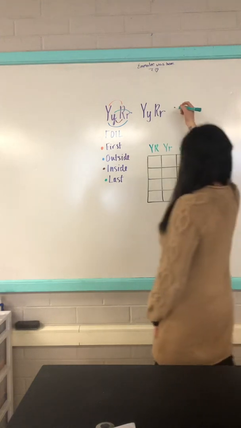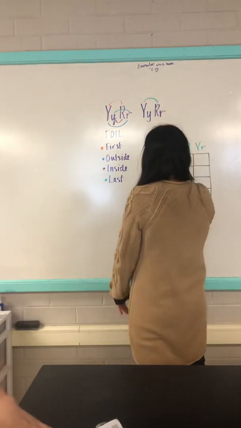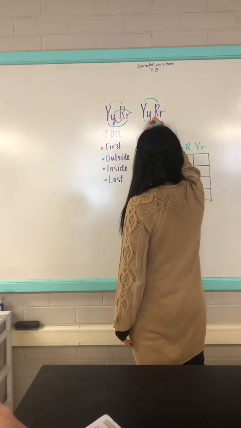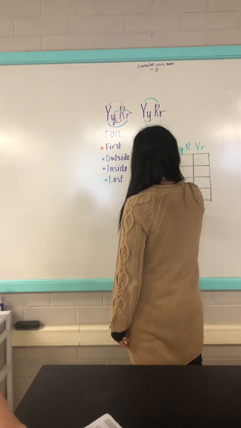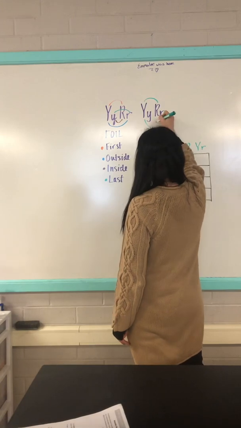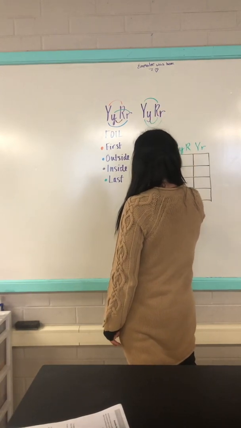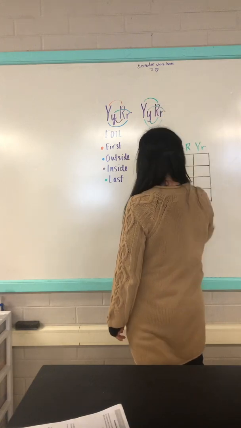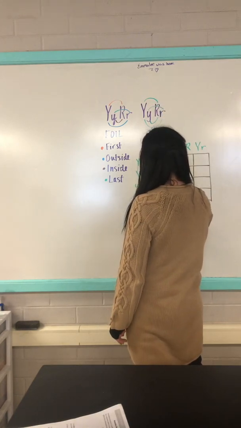The next one we're going to do the same thing. So we're going to do the first ones. So it's big Y, big R. Then we're going to go outside. So it's big Y, little r. Inside is little y, big R. And then the last one's little y, little r.